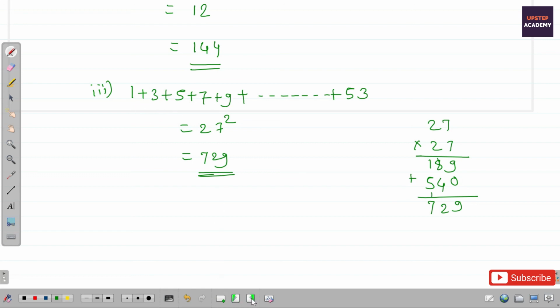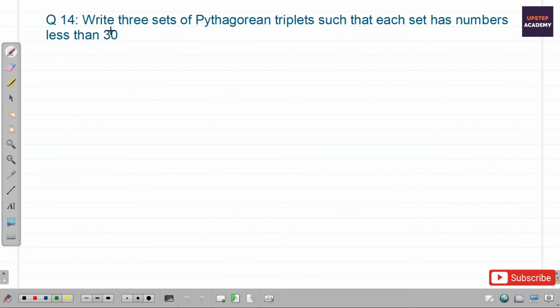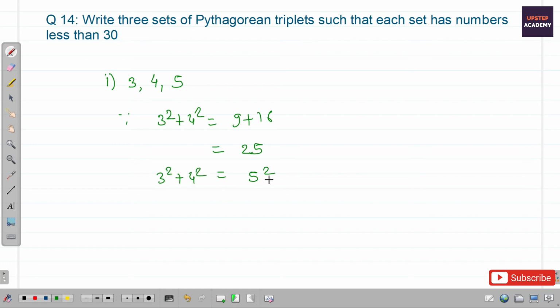Let's go for our next question. Question number 14 is, write 3 sets of Pythagorean triplets such that each set has numbers less than 30. Here is the first triplet: 3, 4 and 5, because 3 square plus 4 square equals how much? 9 plus 16, which is equal to 25, which is equal to 5 square. So 3 square plus 4 square equals 5 square. So 3, 4 and 5 becomes a Pythagorean triplet.